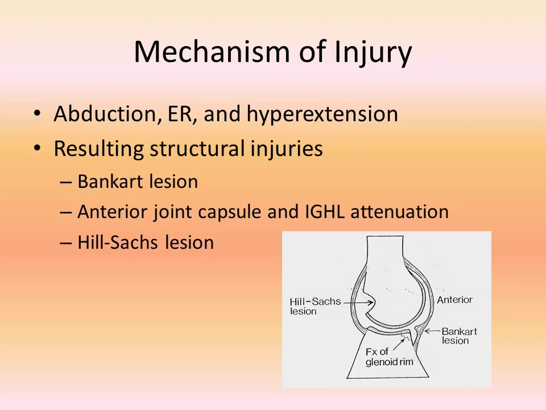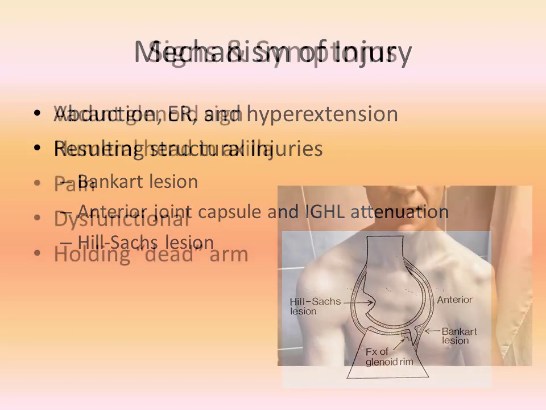We will see anterior joint capsule and inferior glenohumeral ligament attenuation, so we've got a gradual loss of intensity of that ligament. Or we may see a Hill-Sachs lesion, and that occurs when a posterior border or rim of the humeral head impinges on the anterior rim of the glenoid fossa during anterior dislocation, resulting in an impact fracture, a vertical fracture on the posterior rim of the humerus.